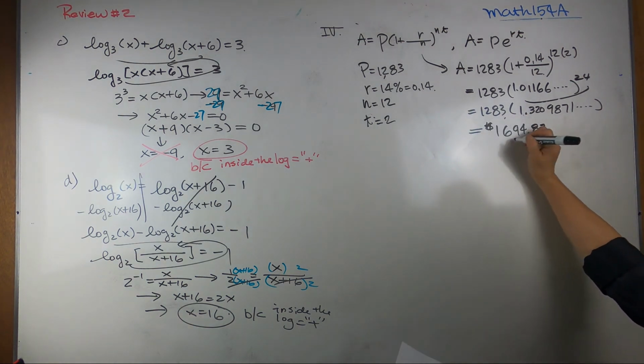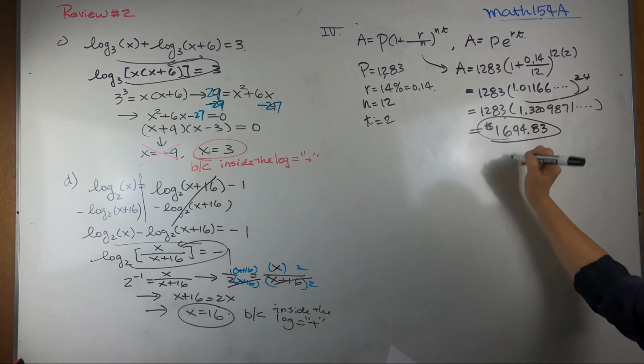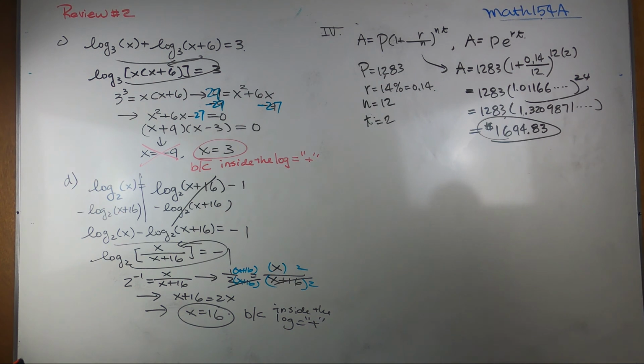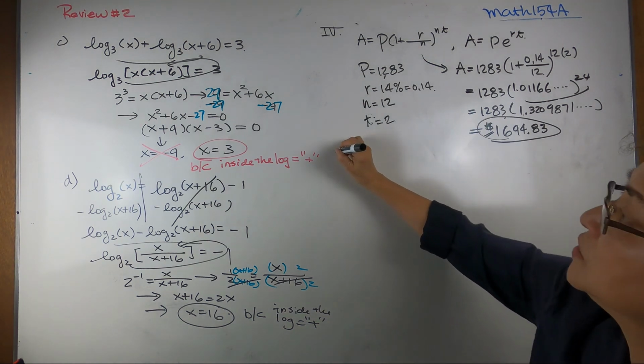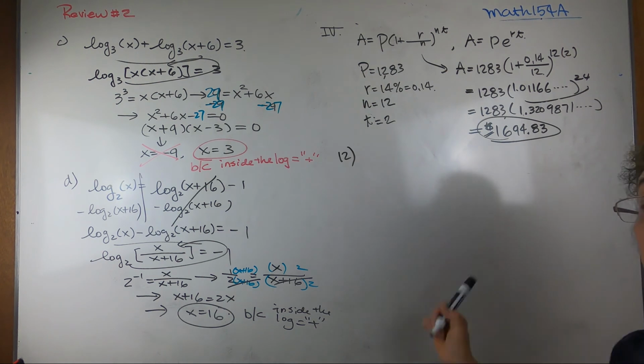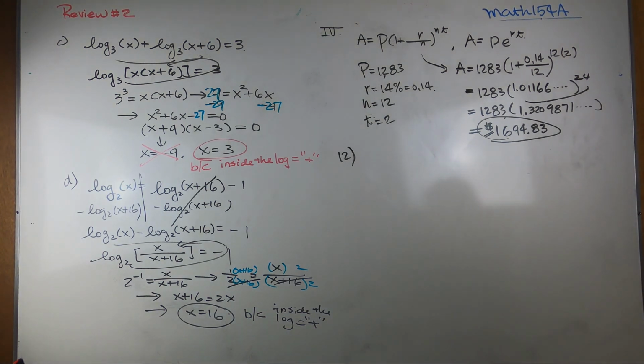Because it's money, you do 2 decimal points, right? Don't forget, give me dollars, not goats, right? You have to tell me what you are working with. It's the money, compounding the money this way.